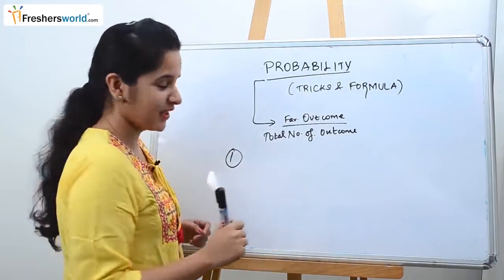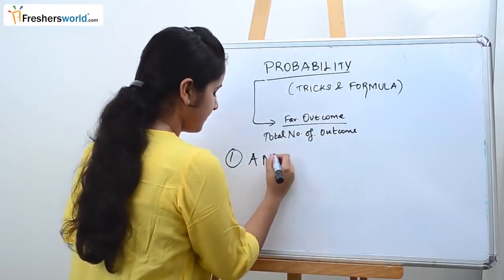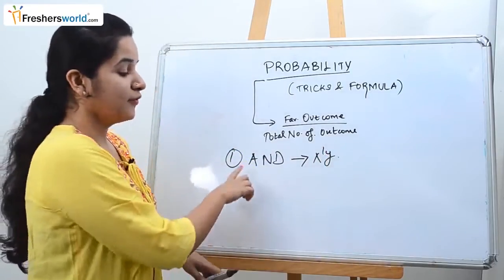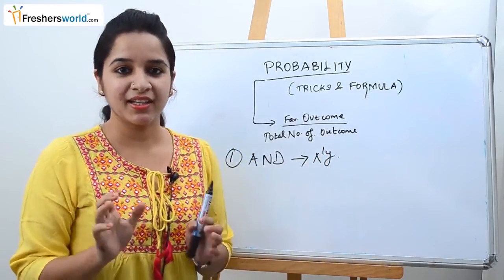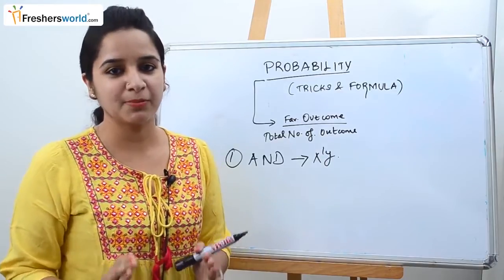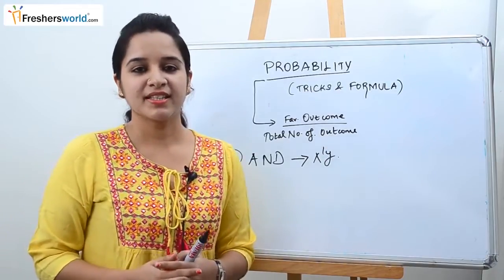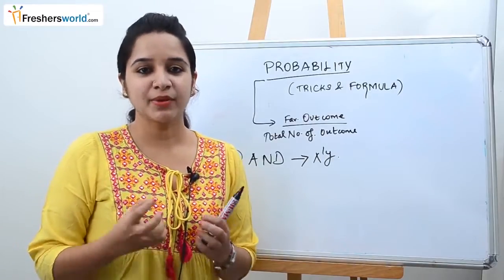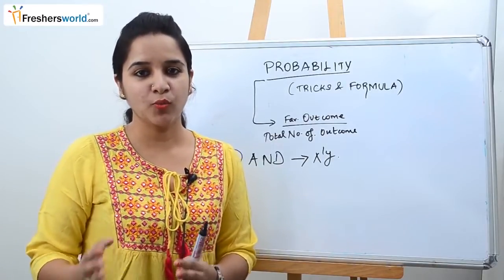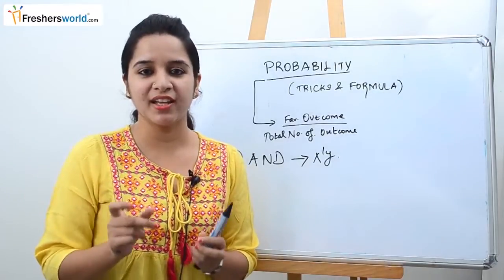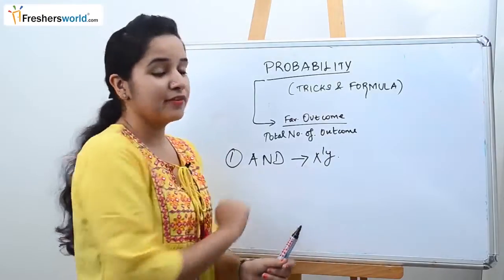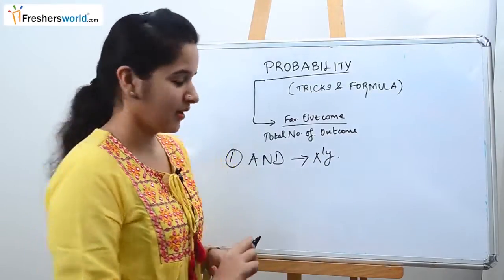The first trick is, if you see the word "and" in a question, it means you have to multiply. For example, let's say 3 kings and 1 queen, or 3 red balls and 1 blue ball. So if you find a question where they ask the probability of a combination with "and", then you have to multiply. So that is trick 1.